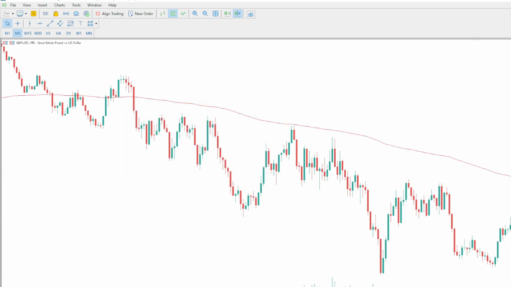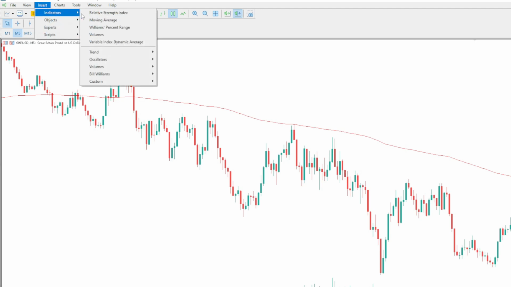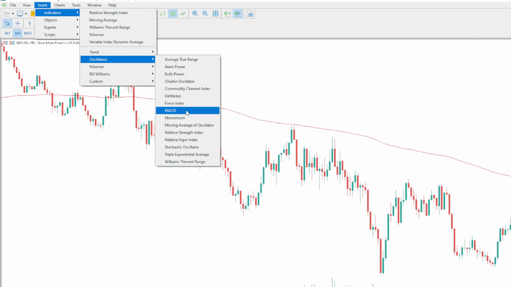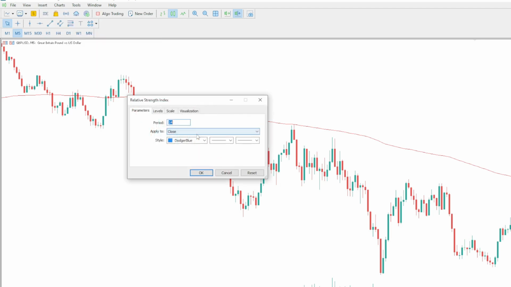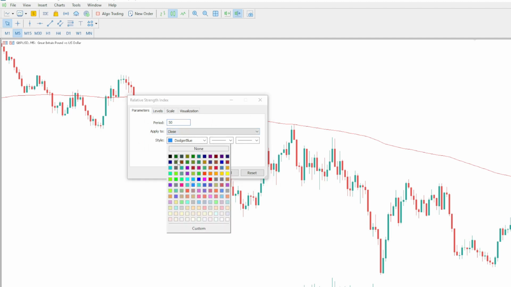After that, go back to the Insert tab, then select Indicators, choose Oscillator, and select Relative Strength Index. In the Period section, change the number to 50. Customize the color according to your preference.